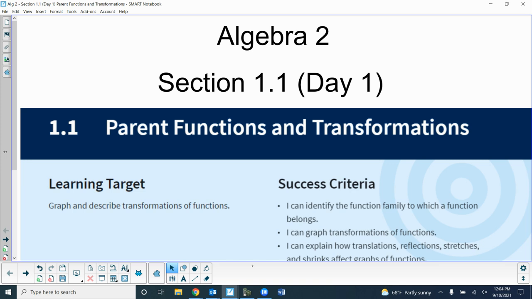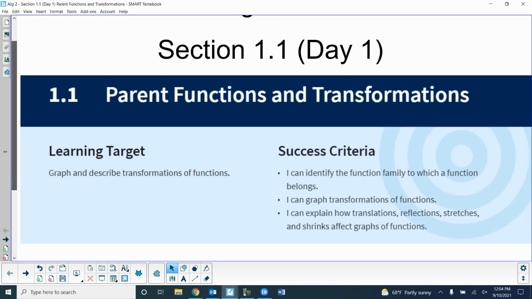All right, so as you guys are still trying to do that, here's what we're trying to learn in this section. Our target is to graph and describe transformations of functions. Those are 6 different functions, and we're going to talk about what a transformation is, and then to know if you're successful or not. Those are the 3 things you should be able to say.